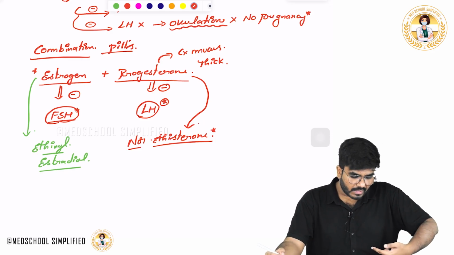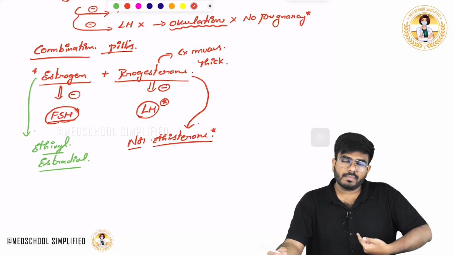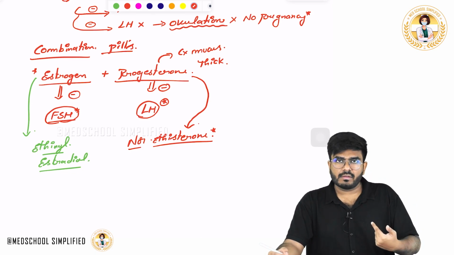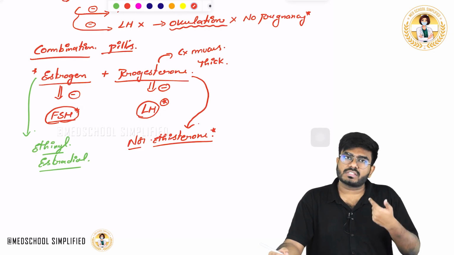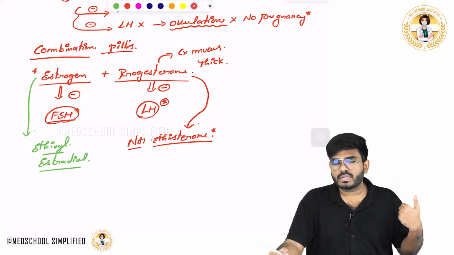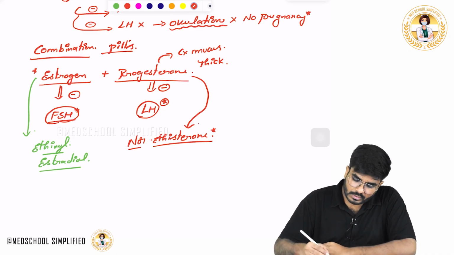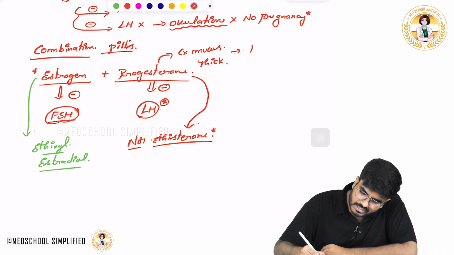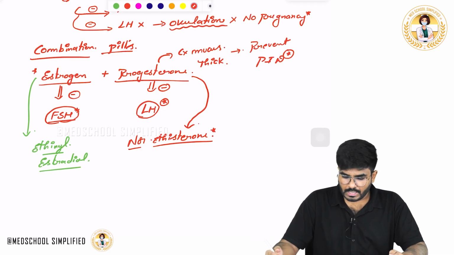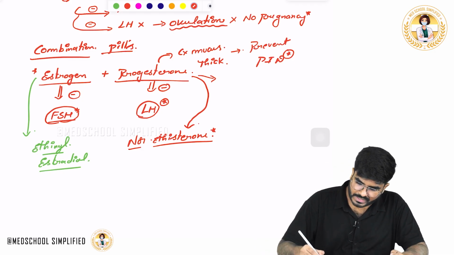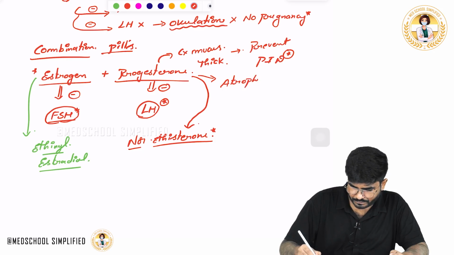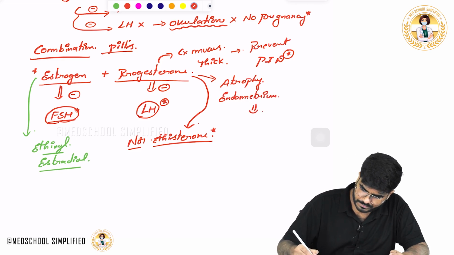Most of the pelvic inflammatory diseases are going to occur by the retrograde route. The infection spreads from the vagina to the cervix to the uterus, from there to the fallopian tubes and into the peritoneal cavity. So this thick cervical mucus is going to prevent pelvic inflammatory disease. This is the point which I wanted you to know. And I have said the progesterone is also going to cause the atrophy of endometrium, which prevents implantation.